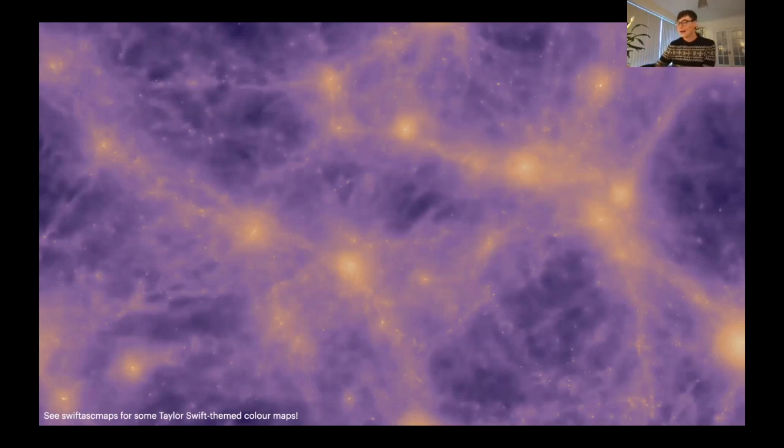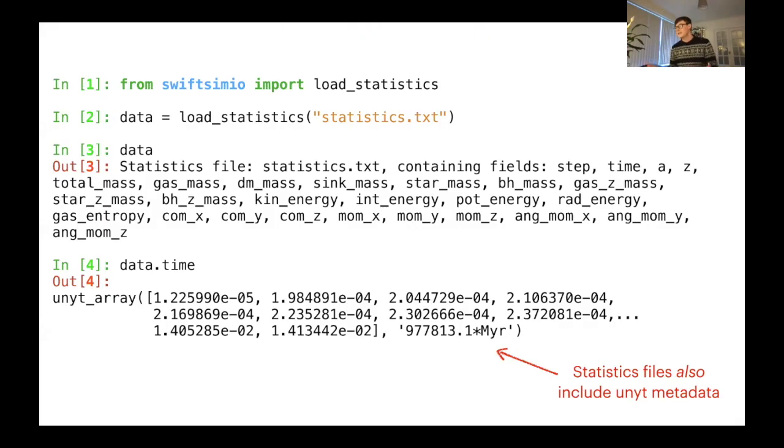Okay, the other nice thing that we have is all of our statistics files, which track things like the total stellar mass in the universe, the star formation rate history of the universe, and things like this. These are also unit aware. So they're CSV files, but they include additional metadata so that we can read out the units and stick everything in unit arrays again. So now we have snapshots and log files that are unit aware.